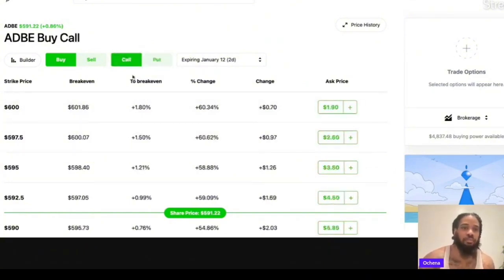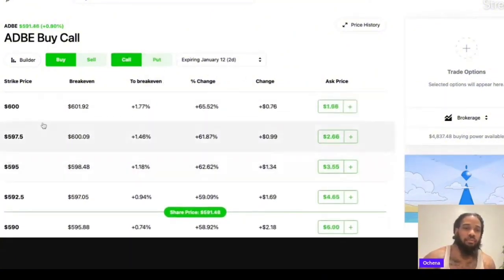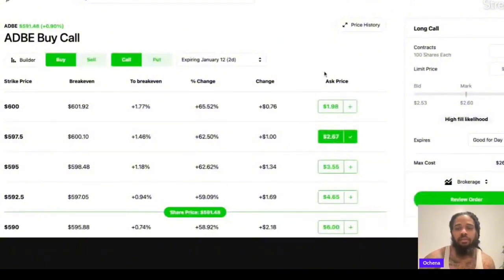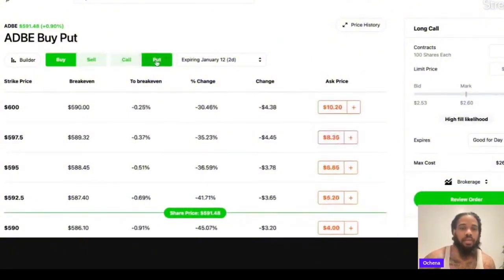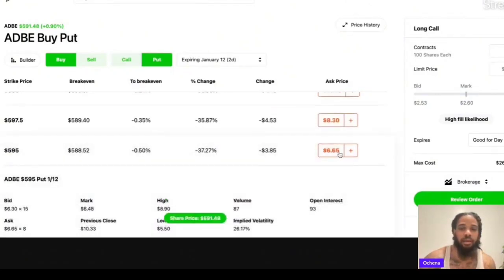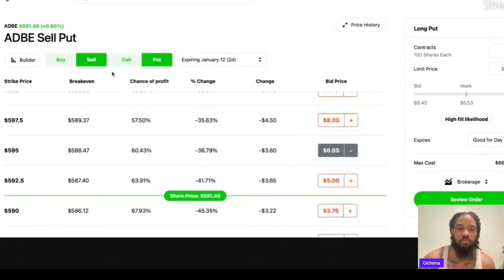So for example, if you're betting that it's going to go up, you hit the call option, and then you choose one of the strike prices over here. Then you could decide if you want to buy it or not. And if you want to bet that it's going to go down, you go to the put, go to one of these strike prices, and then you could buy it or not. It's basically another more advanced part of option trading where you could sell covered calls.